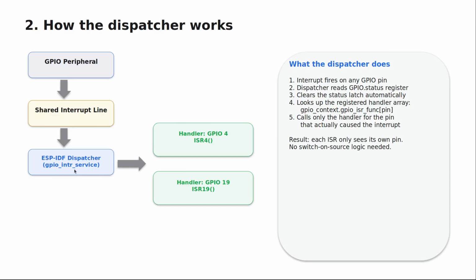Now, let us see what happens behind the scene. Whenever an interrupt occurs on one of the GPIO pins, first ESP-IDF's dispatcher starts running. The dispatcher reads the GPIO status register, then it clears the interrupt status latch automatically. Next, it checks its internal table. This table stores the handler registered for each GPIO pin. Once it finds the correct handler, it calls only that handler. That's all. Your ISR never needs to read the GPIO status register anymore.